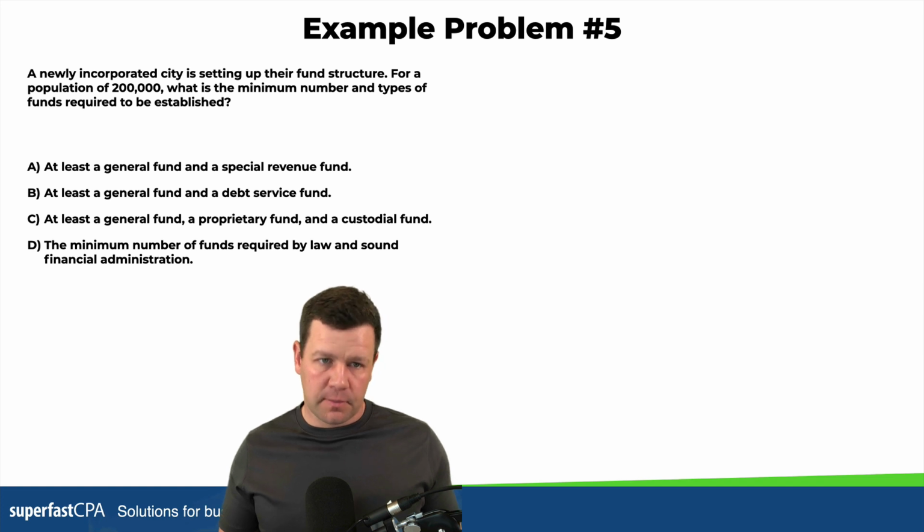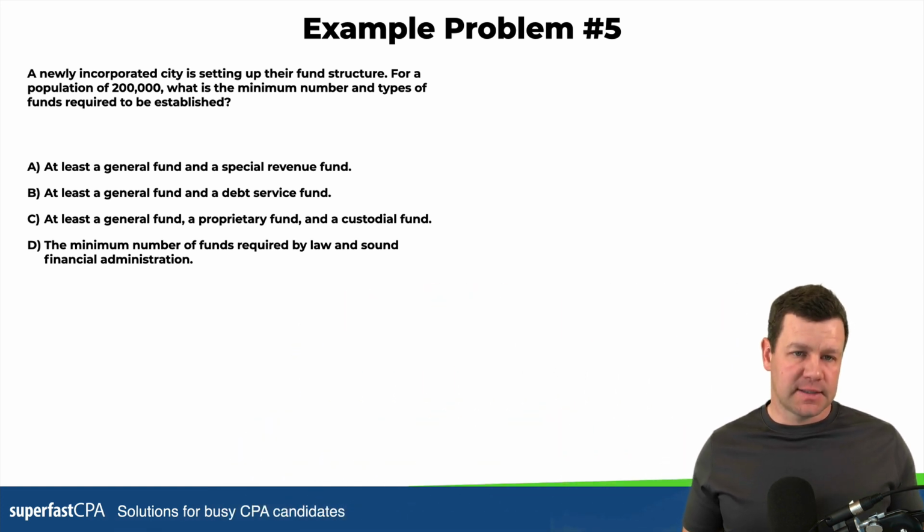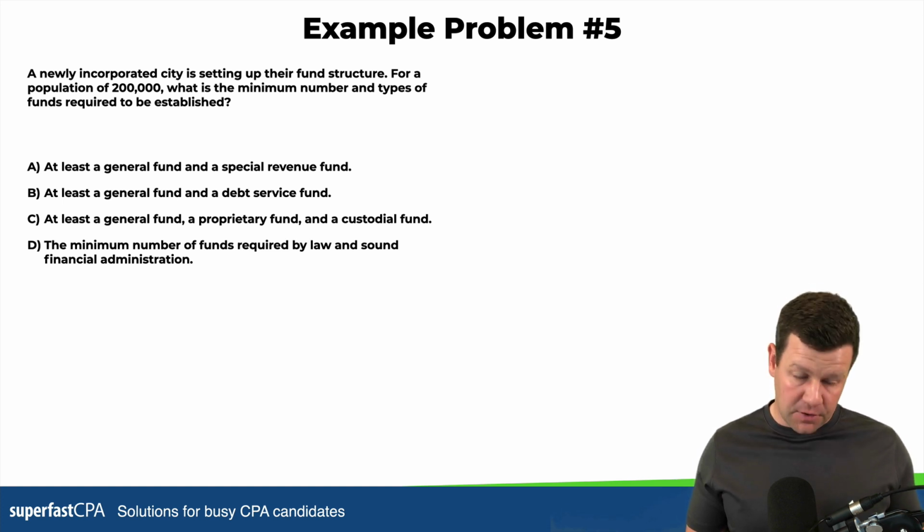Going on to example problem number 5. A newly incorporated city is setting up their fund structure. For a population of 200,000, what is the minimum number and types of funds required to be established? Would it be at least a general fund and a special revenue fund? Or would it be at least a general fund and a debt service fund? Or would it be at least a general fund, a proprietary fund, and then some type of custodial fund? Or would it be the minimum number of funds required by law and sound financial administration?